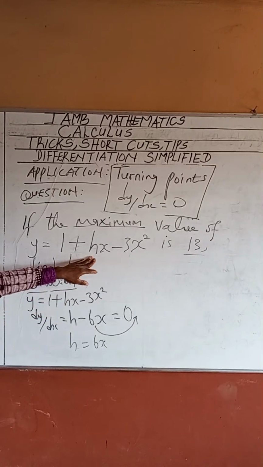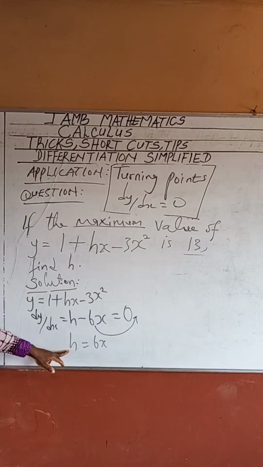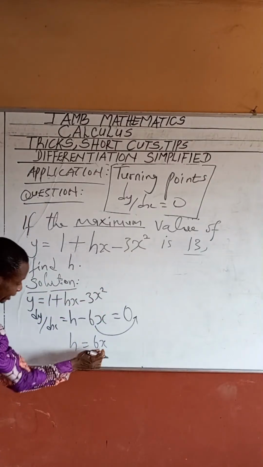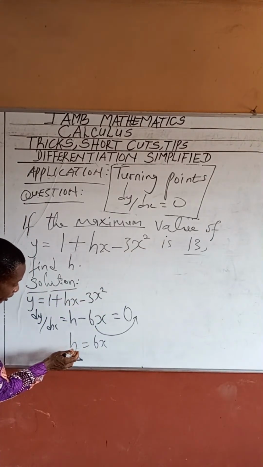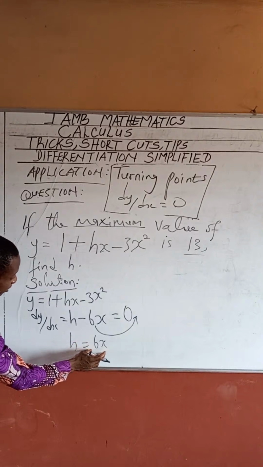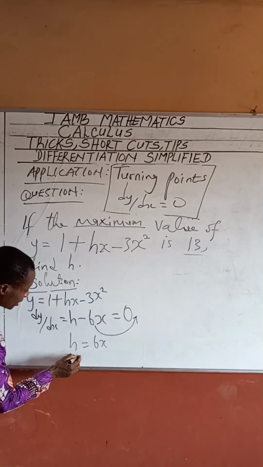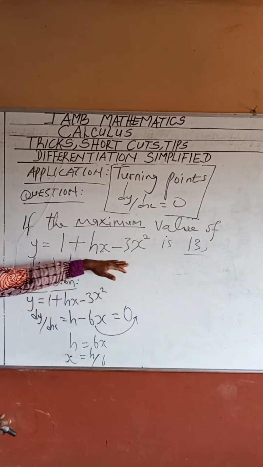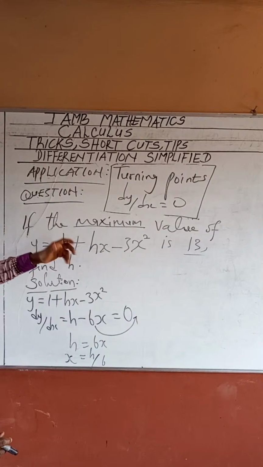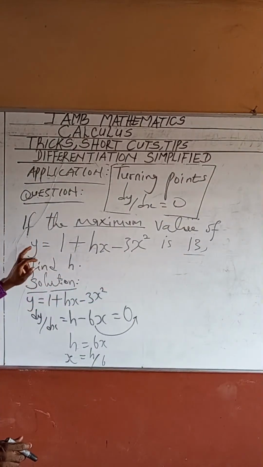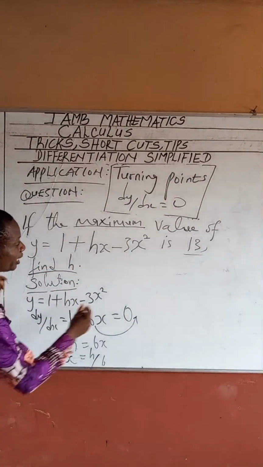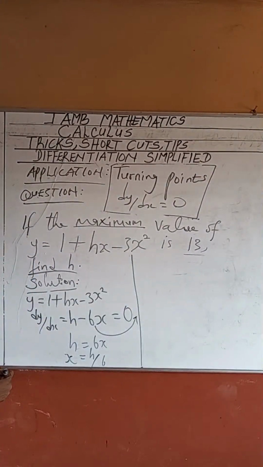Put 13. Although we are looking for h, right? Since we are looking for h, let's substitute for h here. H is 6x. What is x? Let's substitute for x. It means our x is going to be h divided by 6. The reason for that is because we are not finding the value of x, but we are looking for the value of h. Please don't forget, find h. So let's proceed and find the value now for h.